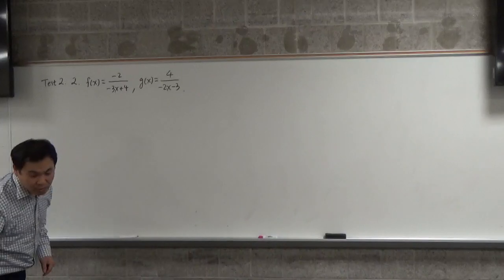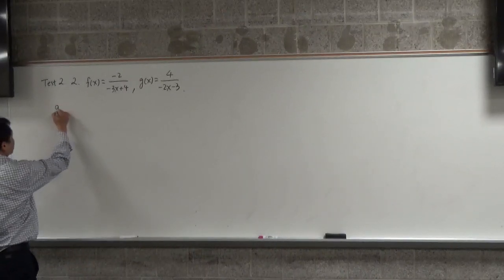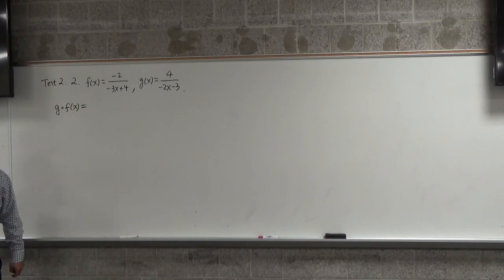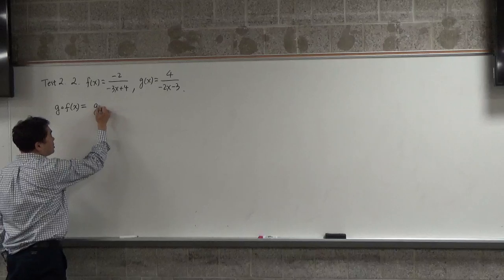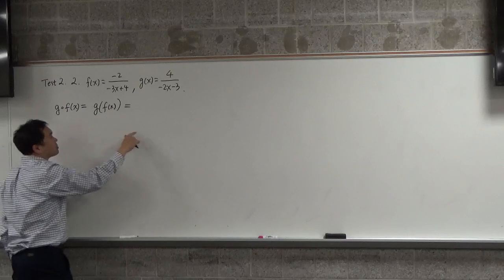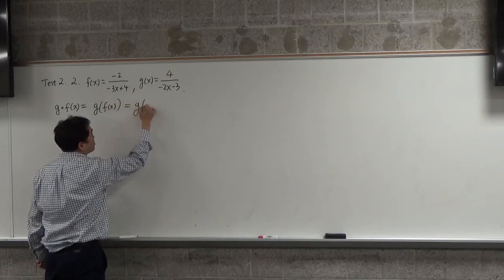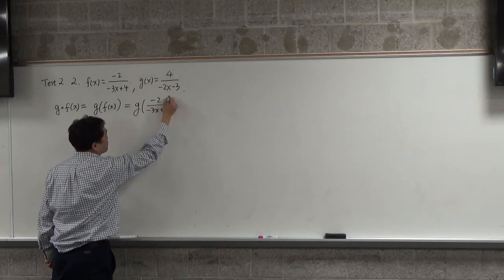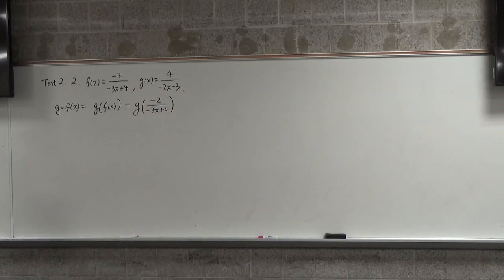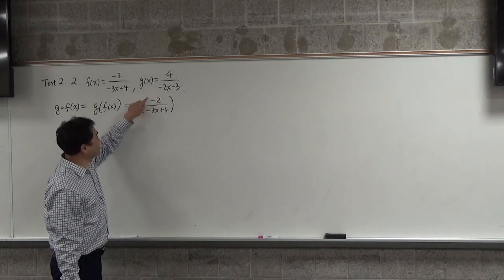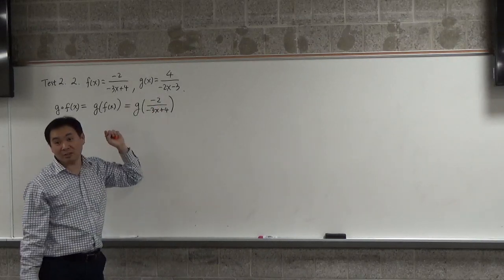Question is, what's g of f and what's f of g? Okay, so let's try this out. You first rewrite this as g of f of x, just like before. And then, since f of x is this thing, we put g of negative 2 over negative 3x plus 4. Now this point is the first point of challenge because many people don't know how to take this function and plug in this complicated thing into this g, right?